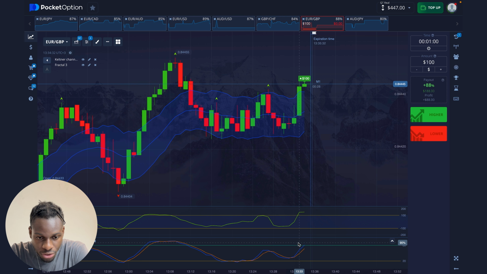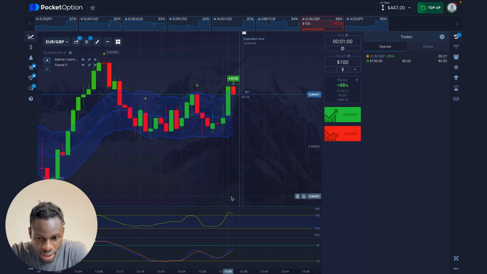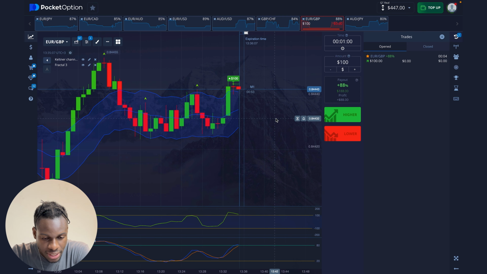Now the CCI is already in the overbought zone and it's showing signs of a breakout, as we see over there. So there's a high chance a pullback can occur here, but let's see how it plays out. Because of the CCI, there's a chance that we could lose this trade.